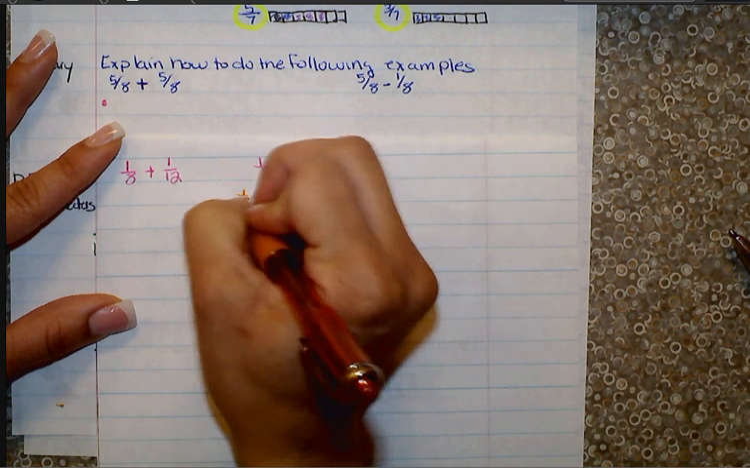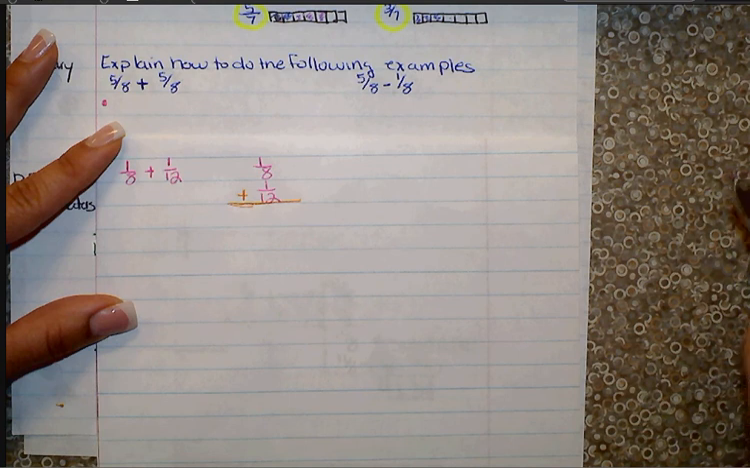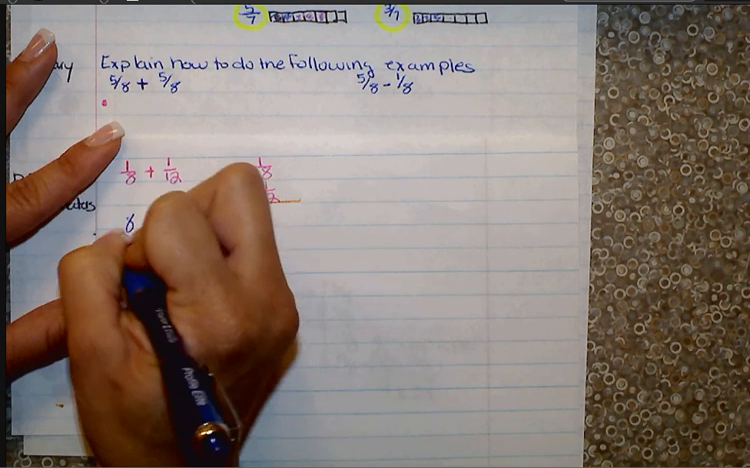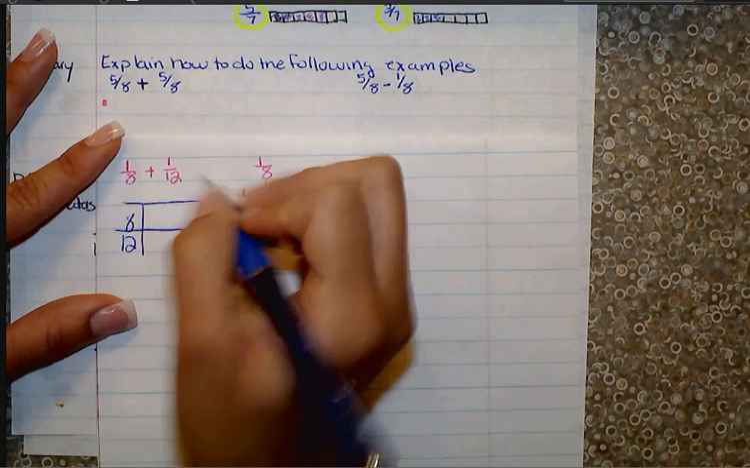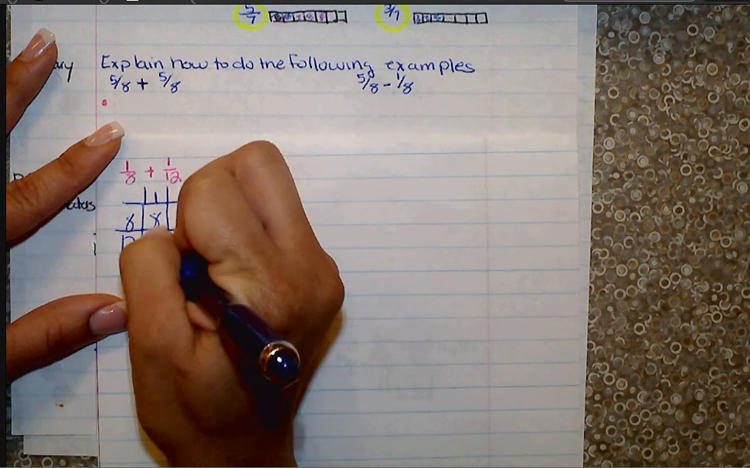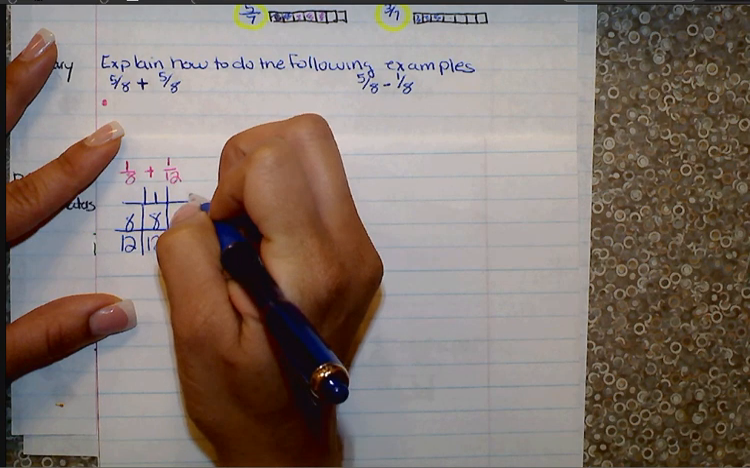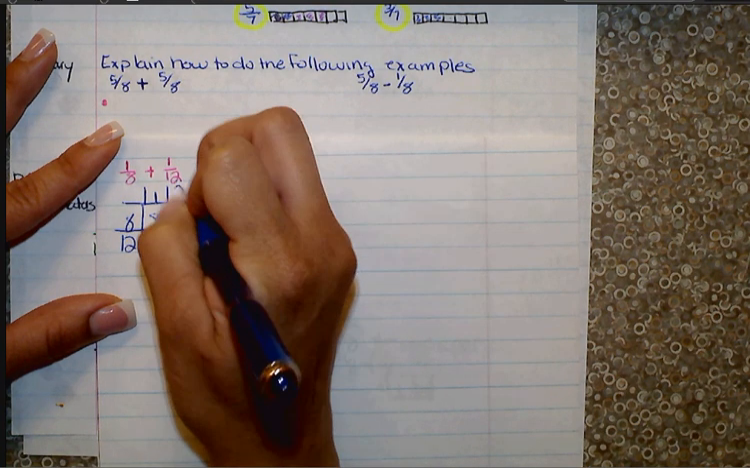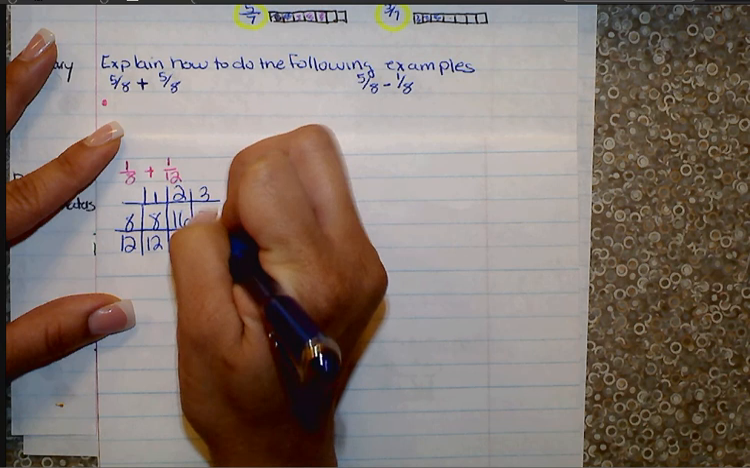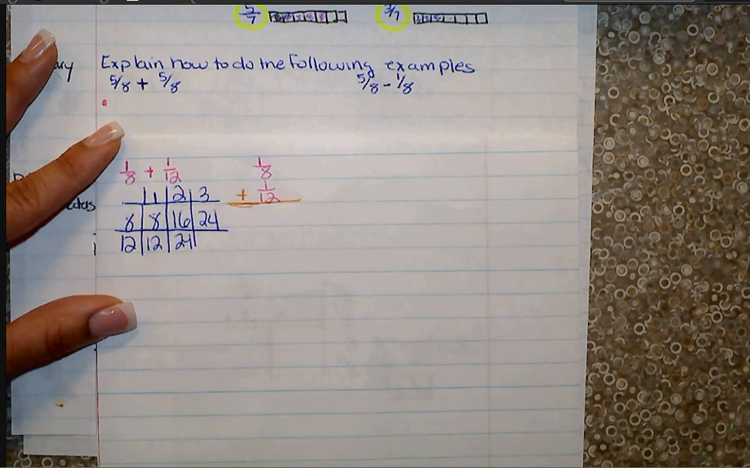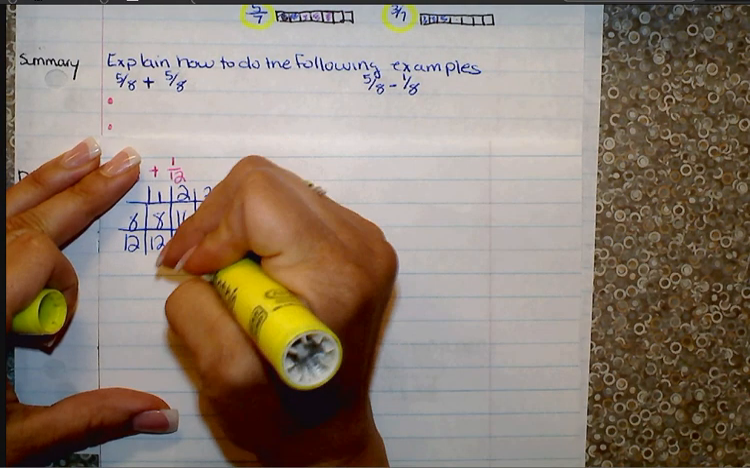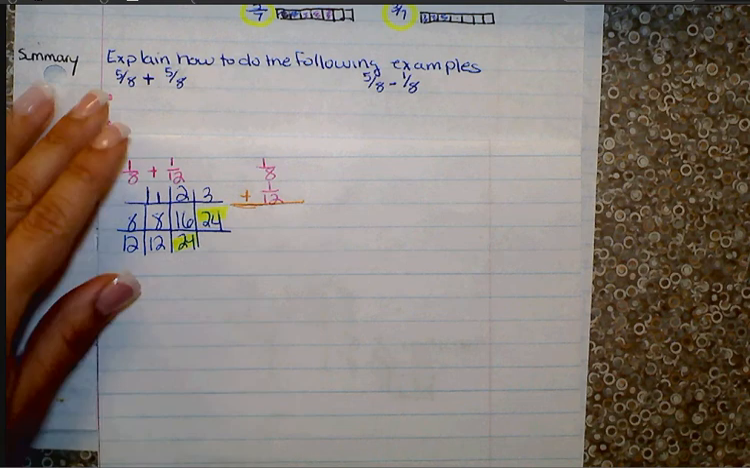Remember, multiple means to do what? Multiply. Okay, so I'm going to set this up over here. I've got 8 and I have 12. Okay, so 8 times 1 is 8. 8 times 2 is 16, and 8 times 3 is 24. 12 times 1 is 12, and 12 times 2 is 24. Can somebody see my least common multiple? What is it? 24. Okay, so then we're going to set this thing up that I call touchdown.